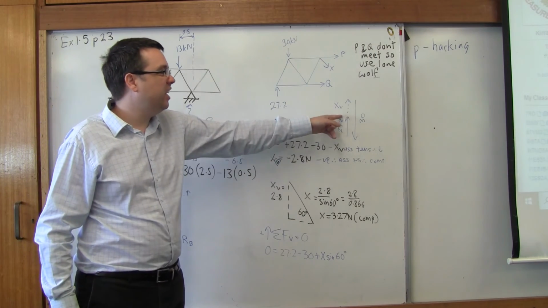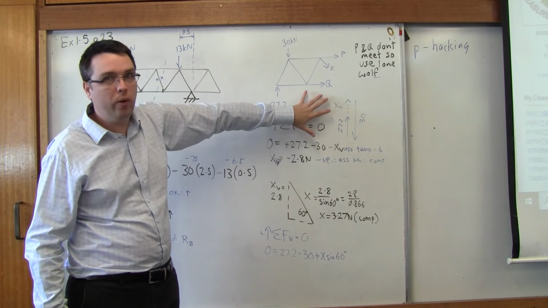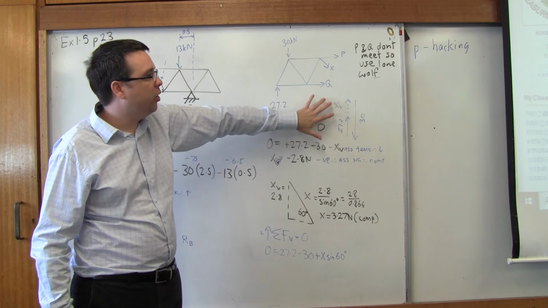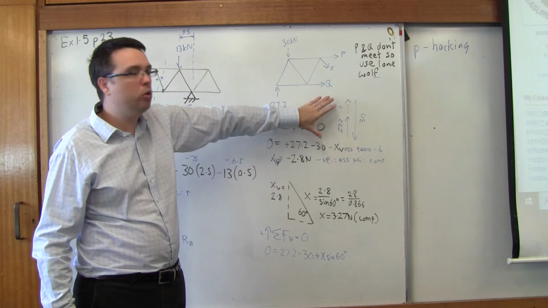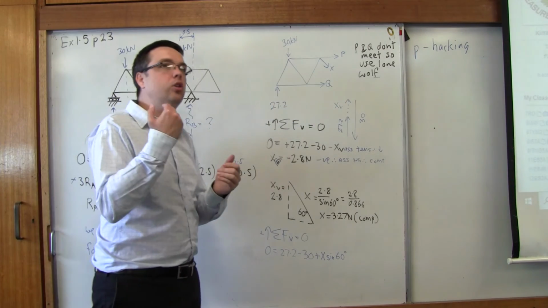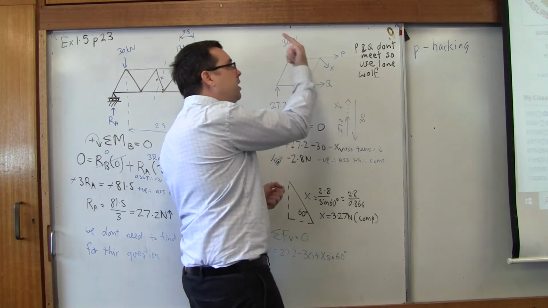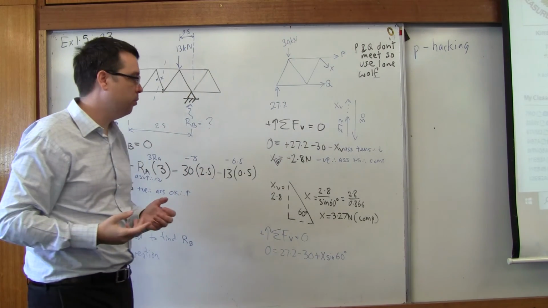And we can see here this little diagram, which I really like. I find that's a much easier way of working. I can see with that diagram that XV, the vertical component of X, has to be going up. And if it's up, that means it's going into the node, and that means it's compression. If it's going up, it's going back into that node, and if it's going into the node, it's compression.